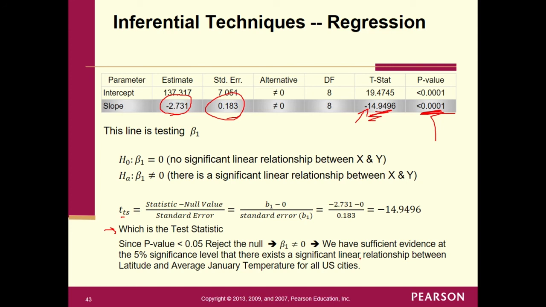There exists a significant linear relationship between latitude and average generating temperature for all the cities, not just the 10 cities. Okay, we see that relationship, but can we take that relationship that we see in the sample and apply it to the entire population? We can. All right. So the slope test, pretty important test here. Okay, that's telling us that probably we should keep latitude in the model to help us understand average generating temperature.